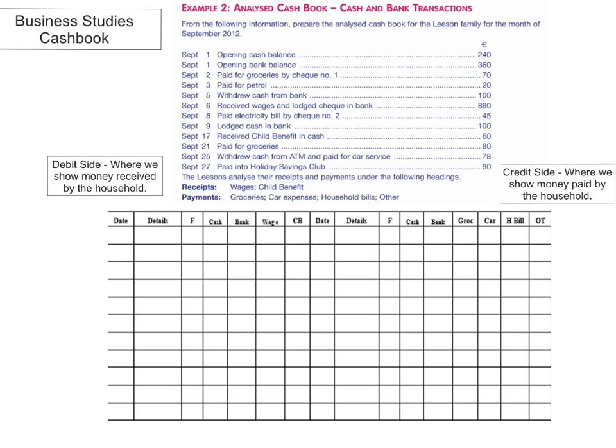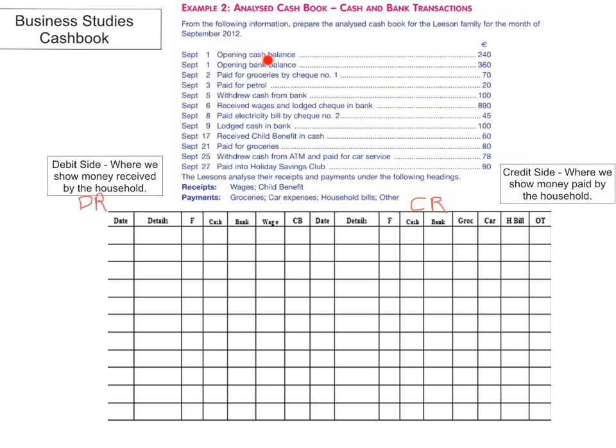Okay, so we're going to start putting this information into our Cashbook. Okay, so there's two things you need to know: this is the debit side, DR, and this is the credit side, I guess we would say CR. Okay. So you see your information, and basically you just have to work out: are we receiving it or are we paying the money? Okay.